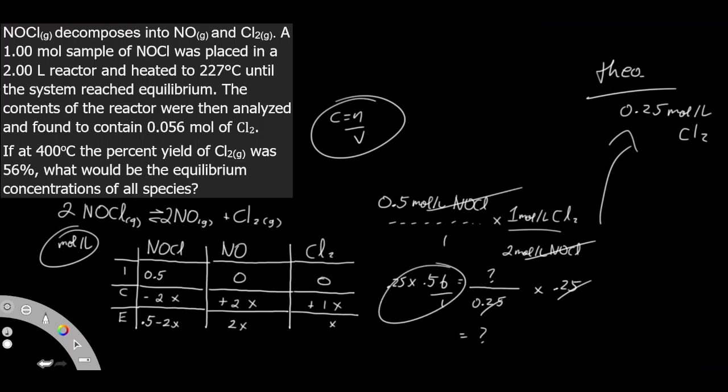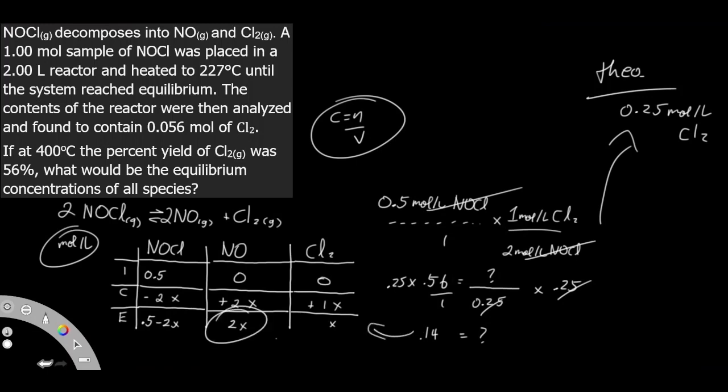So then our question mark ends up becoming 0.14. Okay. So this is what we're supposed to be getting, 0.14 moles per liter. So this here is going to be our X value, okay? So this here would be 0.14.